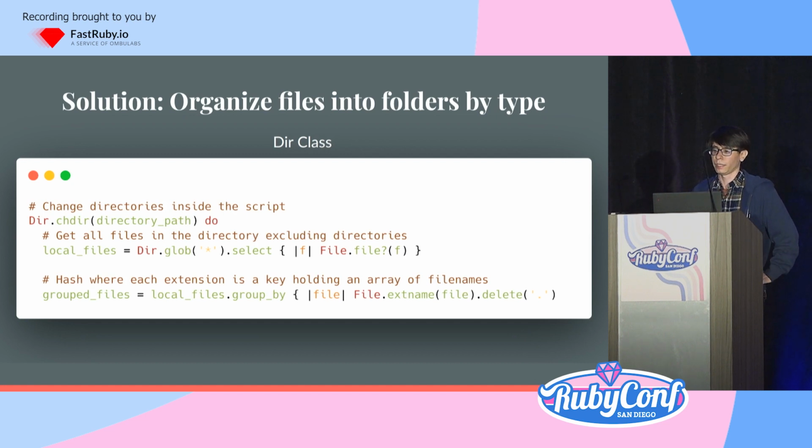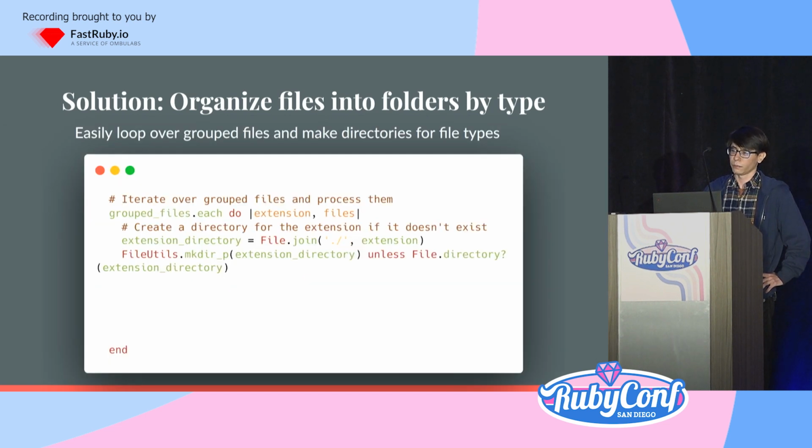We can further leverage Dir to grab all the files in the current directory with Dir's glob method. The wildcard simply means we want all files, while the select block filters out non-files, i.e. directories. The group_by method groups a collection by the result of the block passed to it. It will return a hash with the file type as a key and arrays with the grouped files as values. So we can then iterate over those grouped files using the each method and use the extension to make new folders based on the extension name.